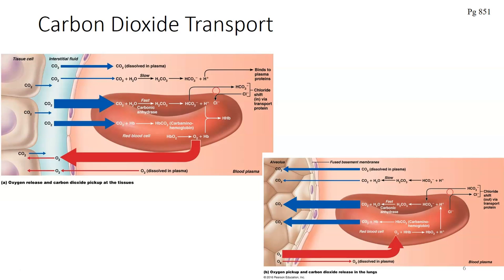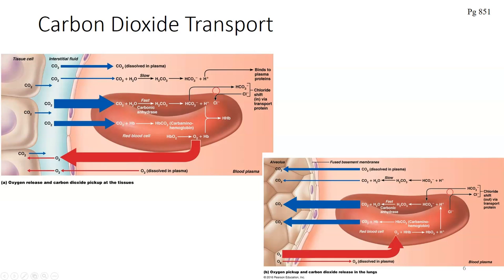Here we can see a diagrammatic representation of the transport of carbon dioxide. The left-hand picture demonstrates carbon dioxide being picked up at the tissues. The right-hand side represents carbon dioxide being released from the red blood cells and from the plasma into the alveoli.